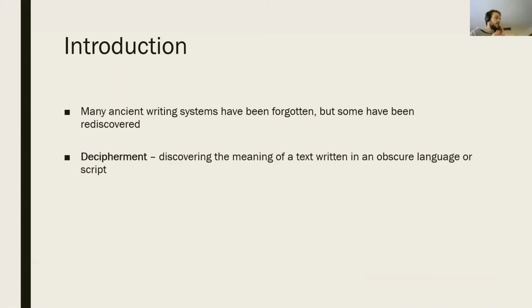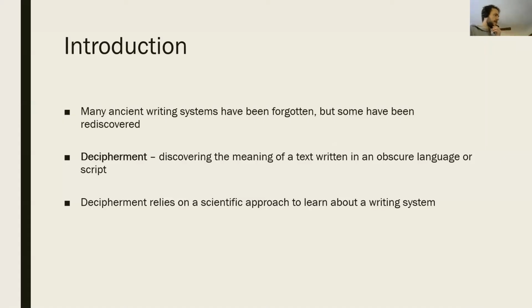decipherment. So decipherment, to define our terms, refers to the process of discovering the meaning of a text written in an obscure language or script. So we're able to find out what the meaning of these texts are and how that writing system actually worked. So in this module, we'll look into how this kind of process is actually possible. So decipherers use scientific methods to learn about a writing system in order to find out what it represents and how it represents language information.